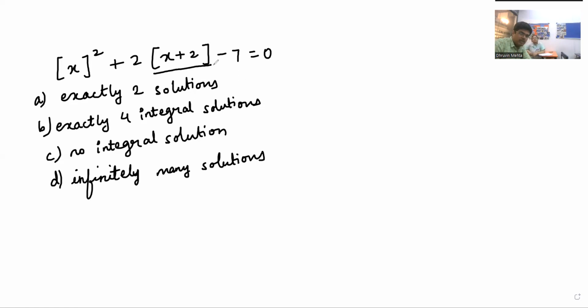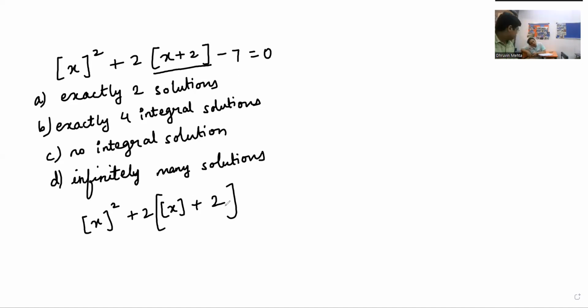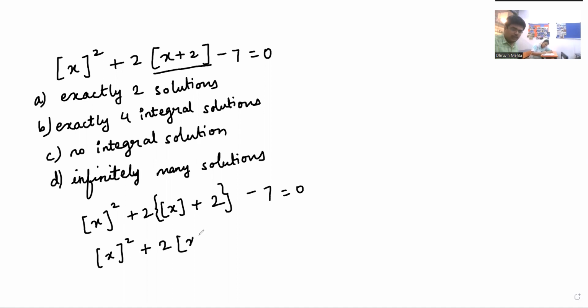That greatest integer function of x plus 2 is as good as greatest integer function of x plus 2. उसको हम split कर सकते हैं. You can just write greatest integer function of x plus 2. Like the answer will always be same. तो इसको थोड़ा और सिंपलीफाई करते हैं. Let's open the brackets. We'll get greatest integer function of x the whole square plus 2 times greatest integer function of x plus 4.